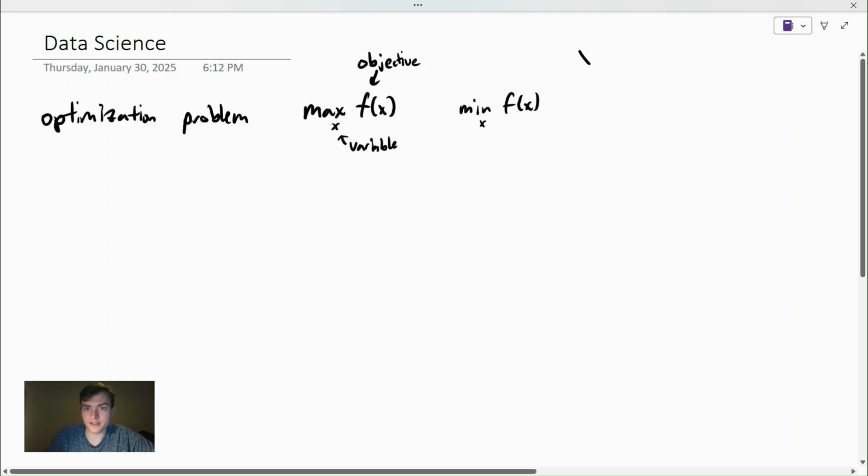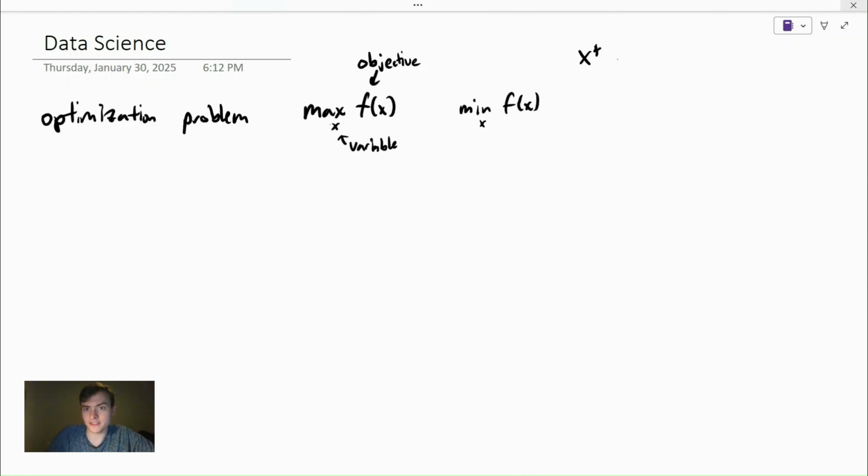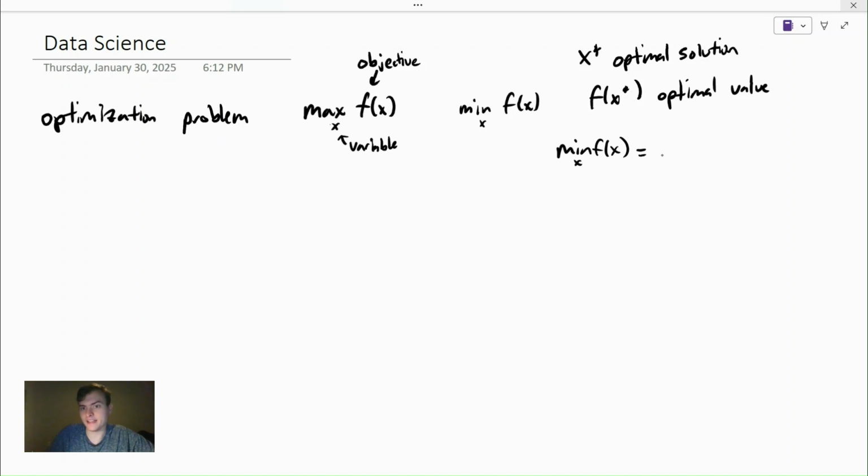We can denote the x that produces this smallest or largest value as x star, and that's called the optimal solution. Then f of x star is the optimal objective value, the largest or smallest possible value. So in notation, when we write min over x of f of x, that equals f of x star, or we could say f star. The actual value that the function has at its lowest point is called the minimum.